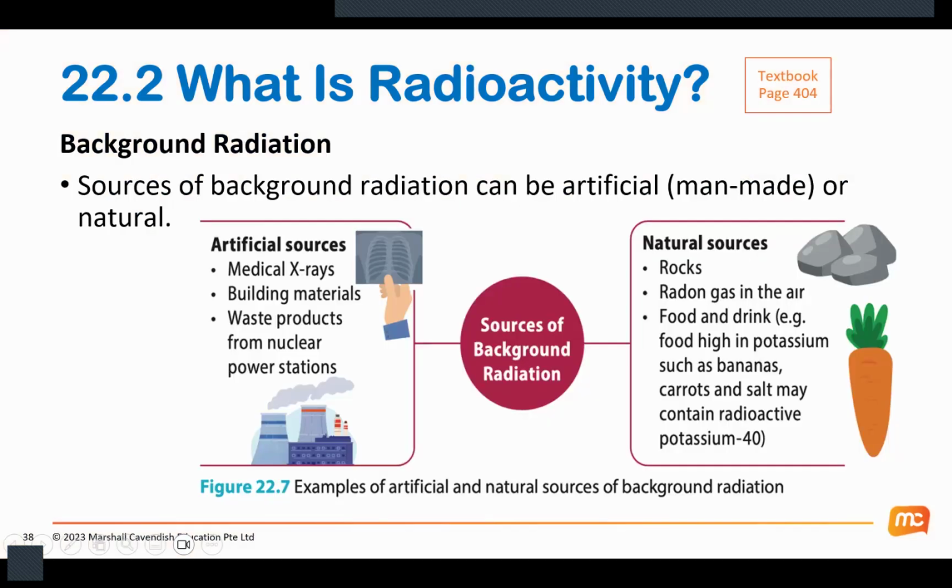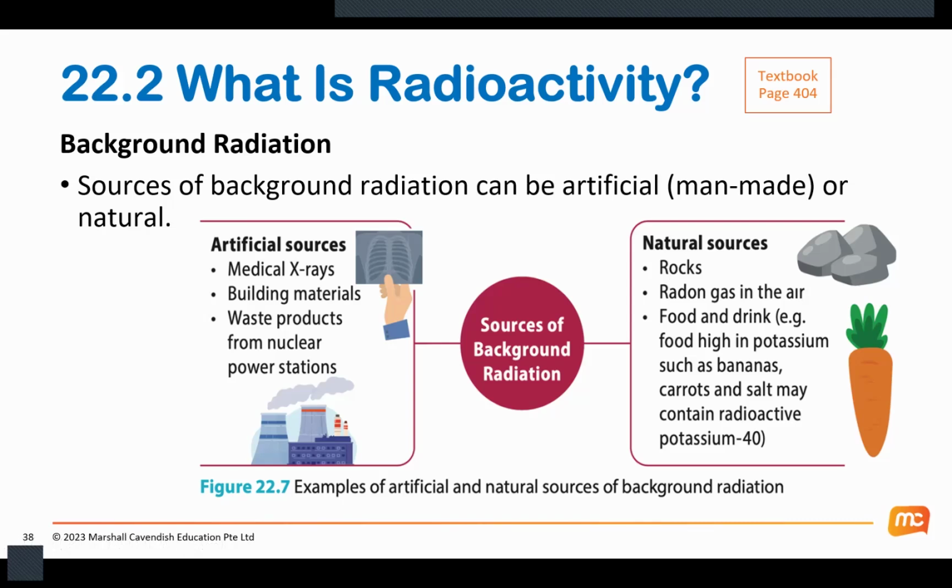So where does all this background radiation come from? It's all around you. It comes from two main sources. One is natural sources and one is artificial sources, but the majority of it comes from the natural sources. So I'll go into natural sources first.